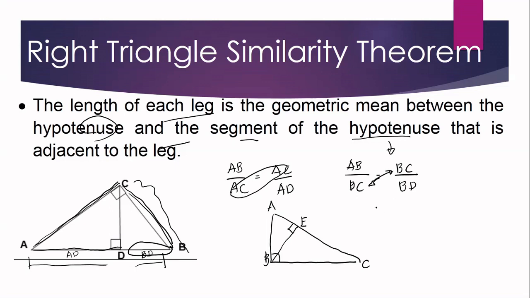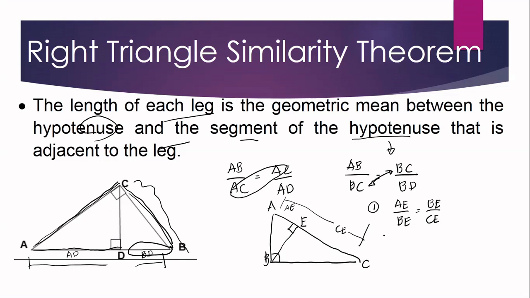So number one equation is that the altitude is the geometric mean. So we have here BE. It is the geometric mean between the segments of the hypotenuse. This is our hypotenuse, and the segments obviously are AE and CE. So number one equation is that AE over BE is equal to BE over EC. Okay, we have EC or CE.